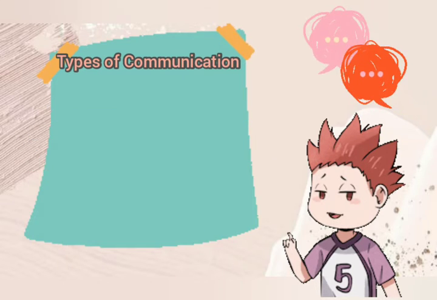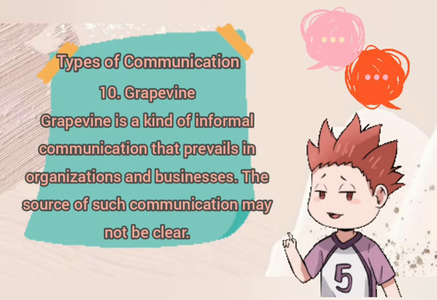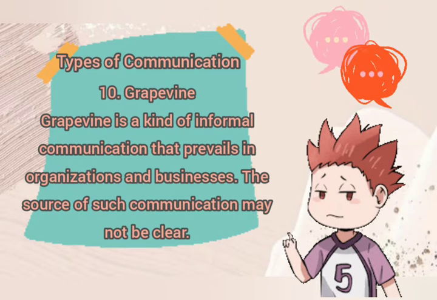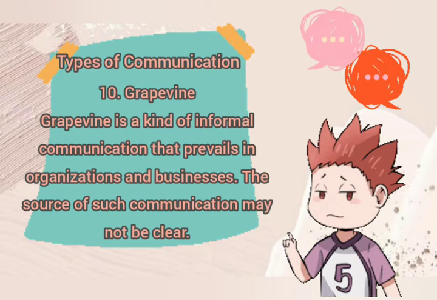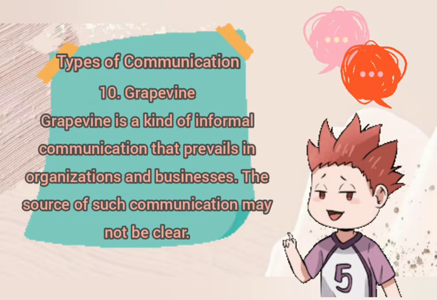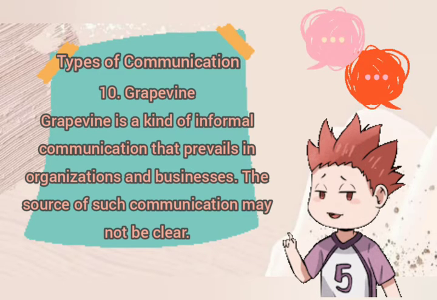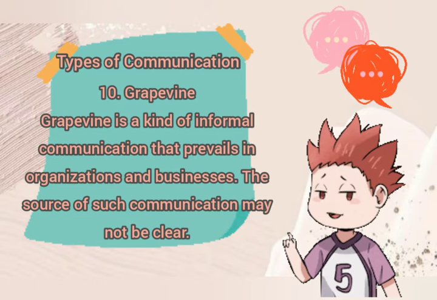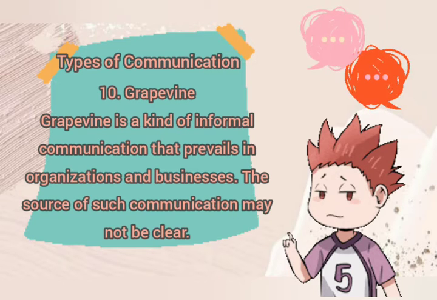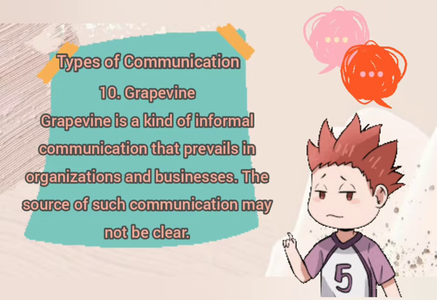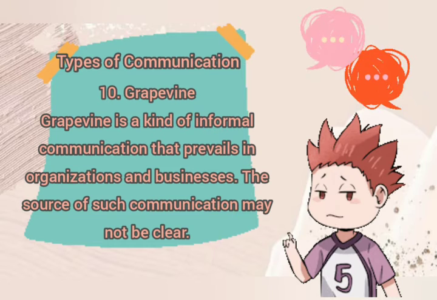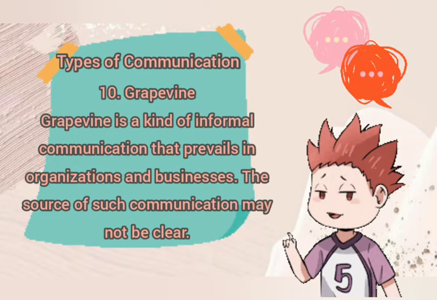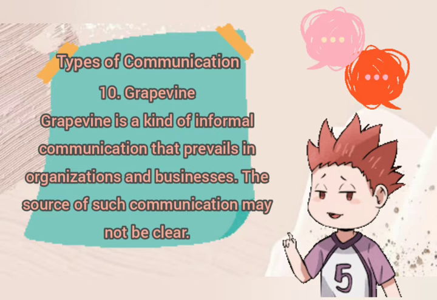Number ten, the last one, is the grapevine. Grapevine is a kind of informal communication that prevails in organizations and businesses. The source of such communication may not be clear. It spreads by way of gossip and rumors. It travels through informal networks and quite often travels faster than the formal messages. Sometimes it gets more powerful and becomes more receptive than formal communication.